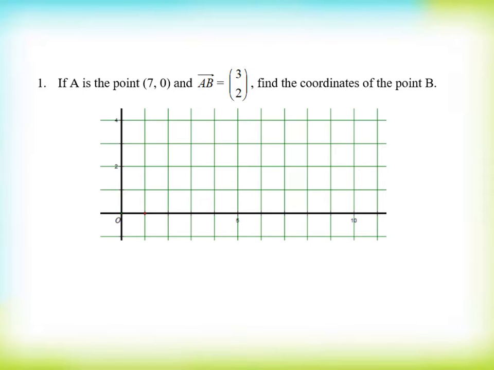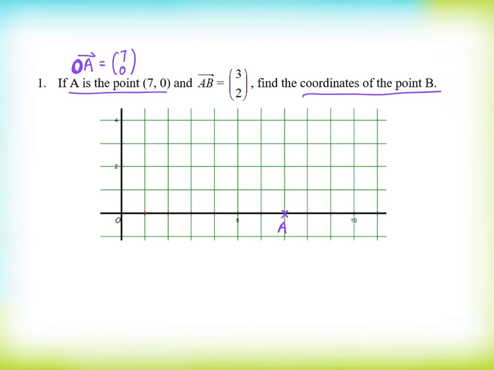Now if A is the point (7, 0), what do we write intuitively? Immediately we know that the position vector from the origin O to the point A is given by (7, 0). So let's mark this point over here. OA is (7, 0). So this is point A. Now they tell us that the vector AB is (3, 2). So I'll have AB (3, 2). Find the coordinates of the point B.